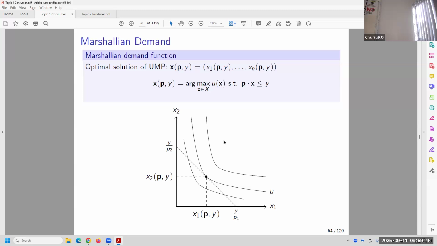Usually we take the utility as given. That's why the demand function is described by the prices and your income. Given prices and income, I'll give you the demand. And it turns out that because of the FOC, the indifference curve and the price line will be tangent, parallel there. So at this point, the MRS will be equal to the price ratio.